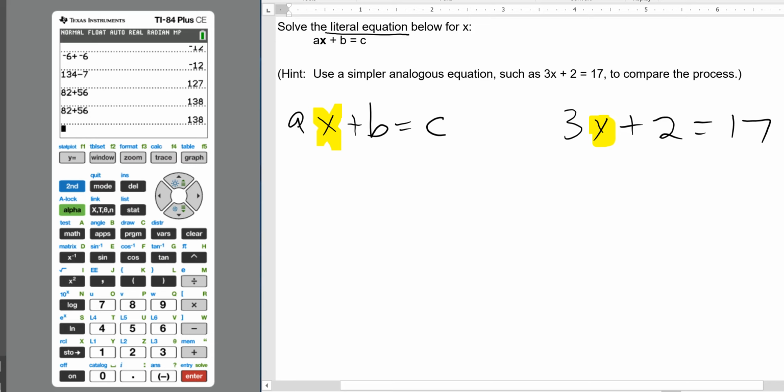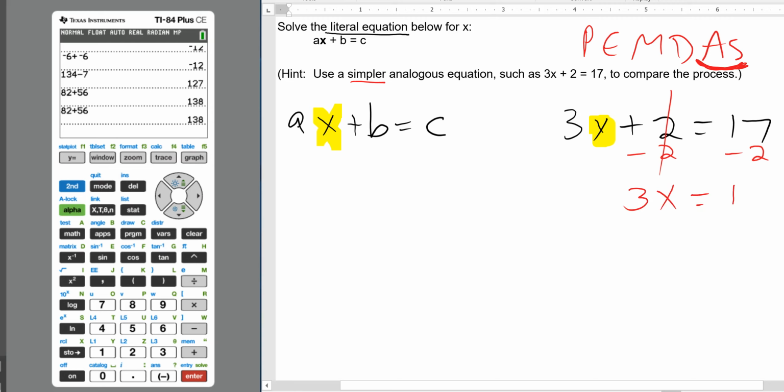Okay, so we're going to start with the easier problem, where we know we would always want to be using PEMDAS backward, right? Any addition, subtraction goes first. So we see plus 2, we know the inverse of addition is subtraction. We're going to do minus 2 on both sides. This makes the 2's cancel, and we're down to 3x equals 17 minus 2, or 15.